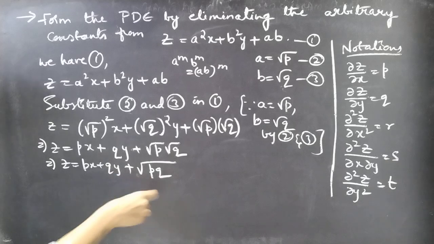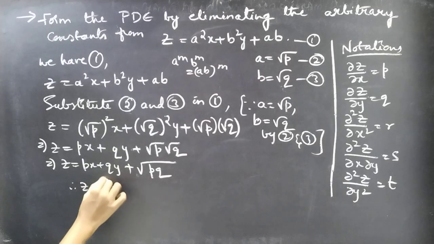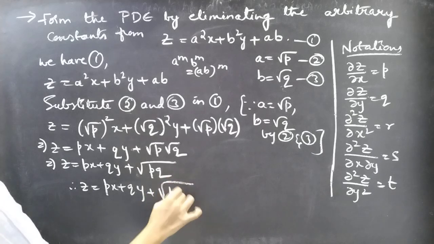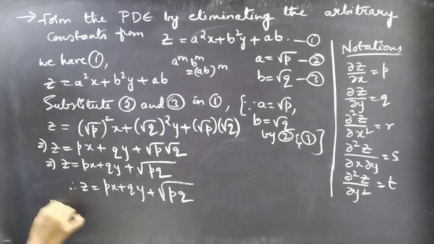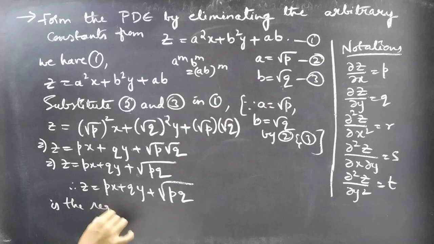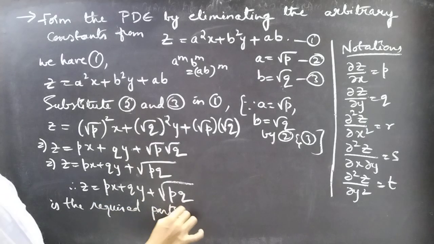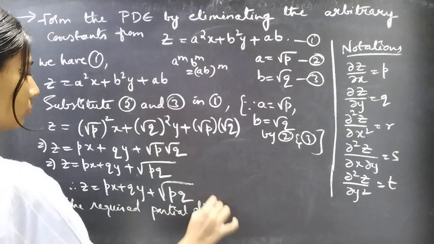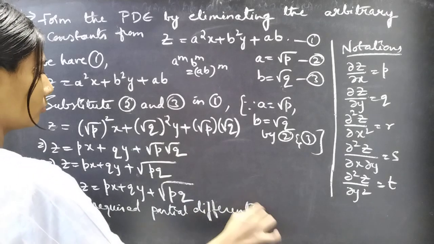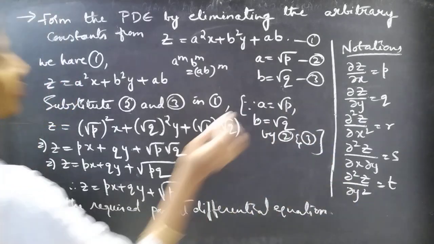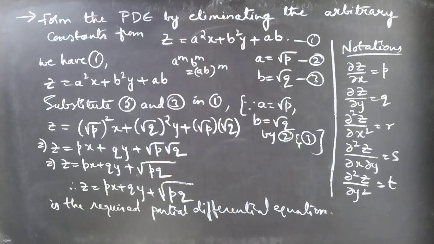So it does not involve any arbitrary constants. Therefore, z equal to px plus qy plus square root of pq is the required partial differential equation. Which completes the problem. Now let's see the same problem by reducing the number of steps.